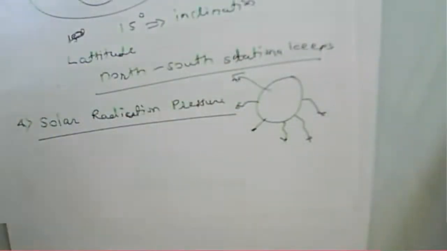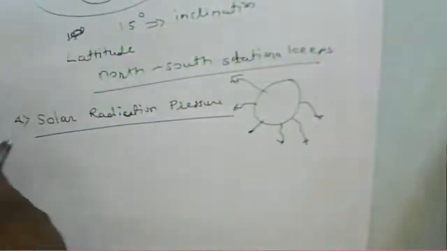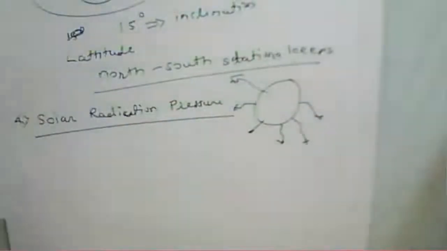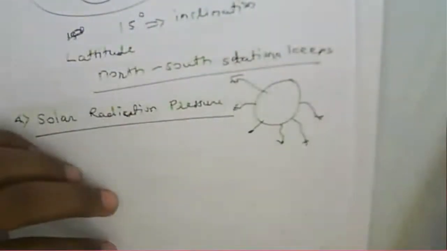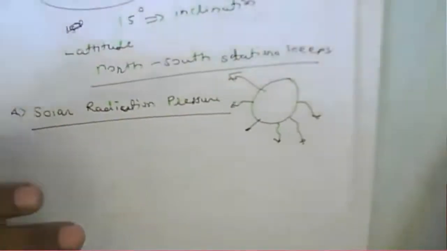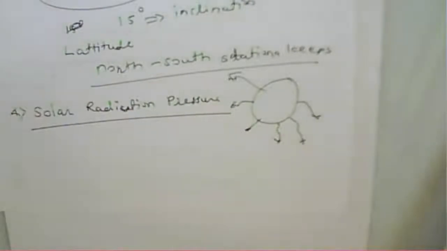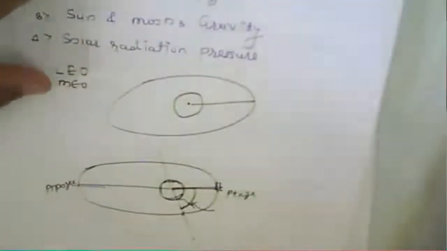The orbit of the satellite changes because of more pressure on the solar panel, because the satellite has a large solar panel. Because of the solar radiation pressure on this panel, it may change the orbit of the satellite. That's all about today's topic of the orbital perturbation.